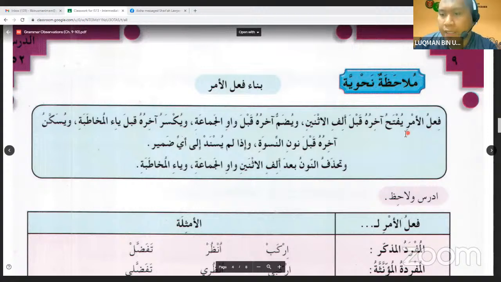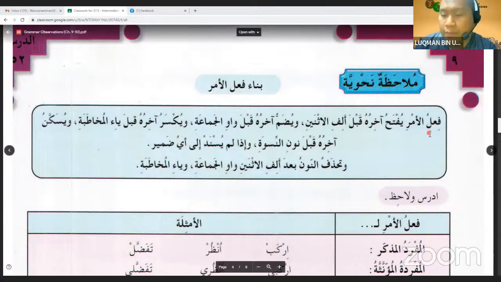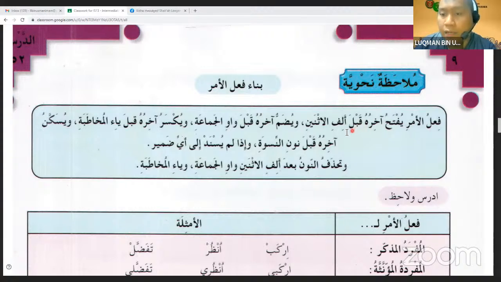فعل الأمر يفتح آخره قبل ألف الاثنين. So the imperative tense of the verb is fixed on fatha before the alif of the dual, if it is connected with the dual alif. Kung ang doer, ang kausap mo, ang inuutosan mong gumawa ng isang bagay ay dalawang tao.